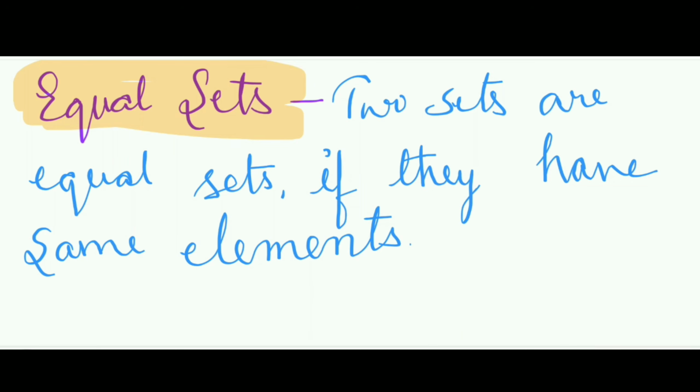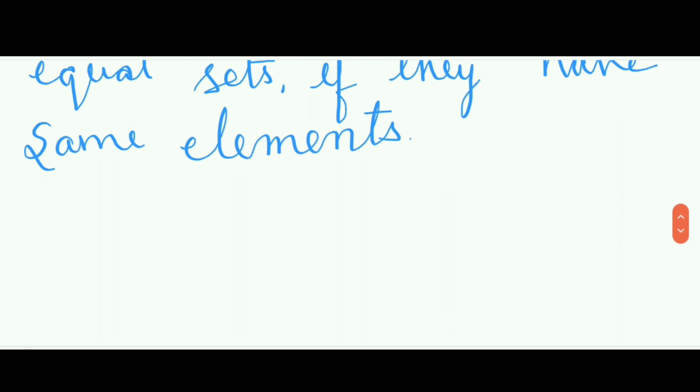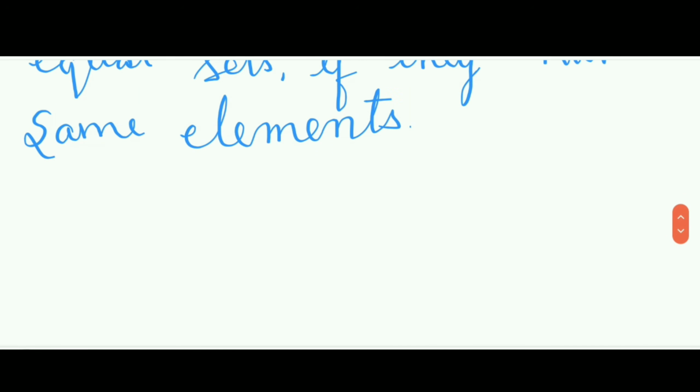So now we will discuss equal sets. Equal sets are two sets that are said to be equal when they contain the same elements. So what is the difference between equivalent and equal? In equivalent sets they contain the same number of elements, but in equal sets they have the same elements. So the same elements is very important, because otherwise it will be confusing for you. I will explain with an example.